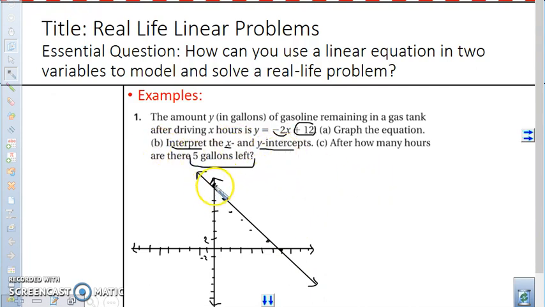So our y-intercept is right here, and it's at y equals 12. And so what does 12 mean? Y equals 12. Y represents the amount of gallons in a gasoline tank after driving X hours. So there's 12 gallons in the gas tank. That's what Y represents, 12 gallons in the tank at the start.